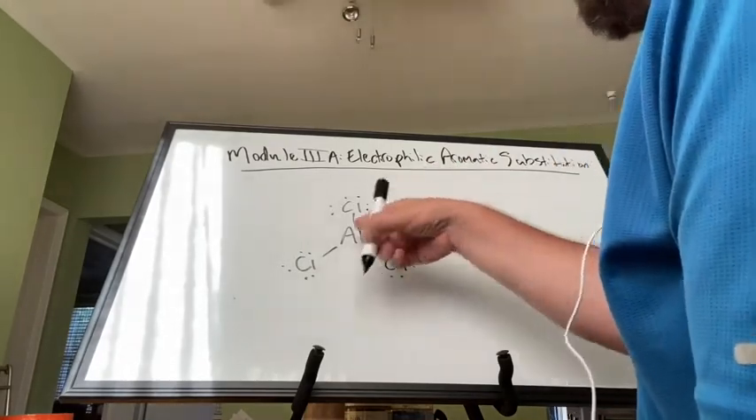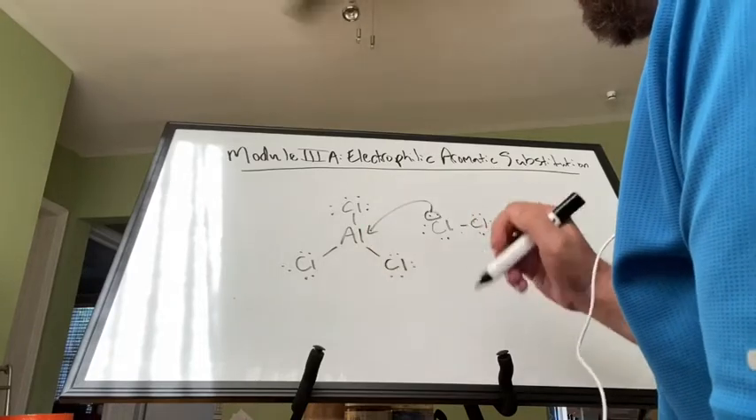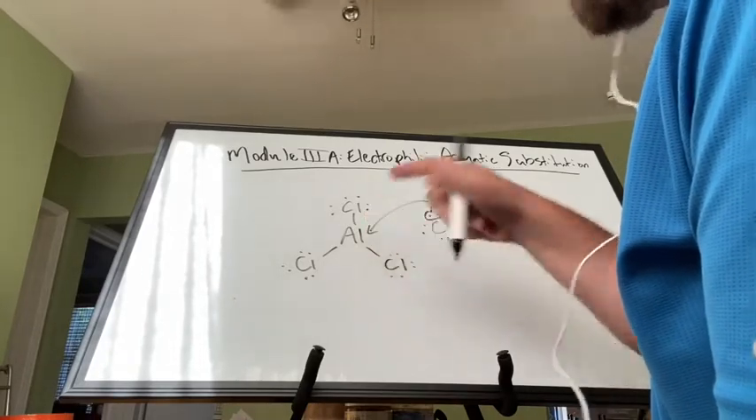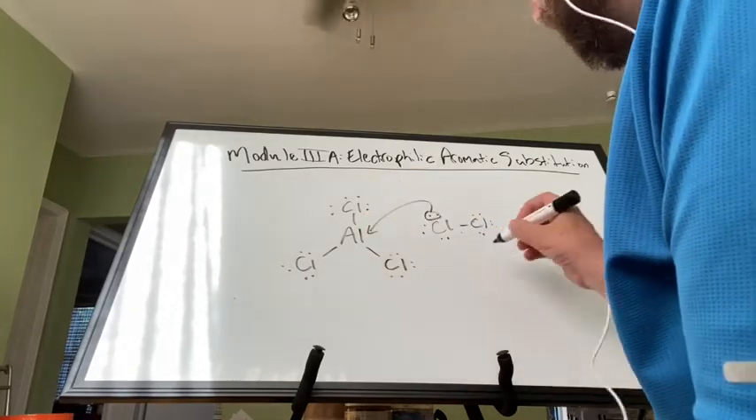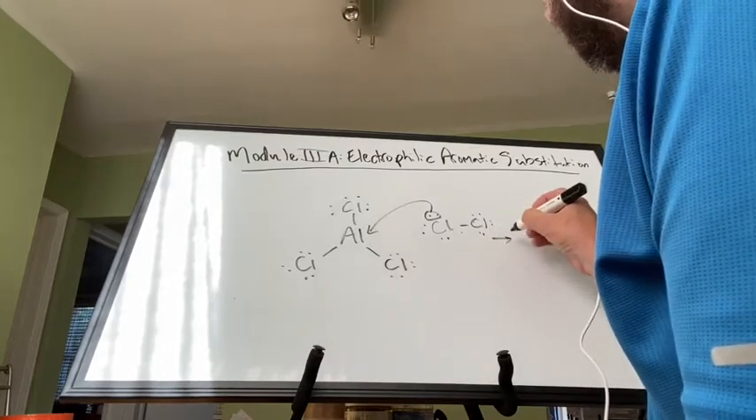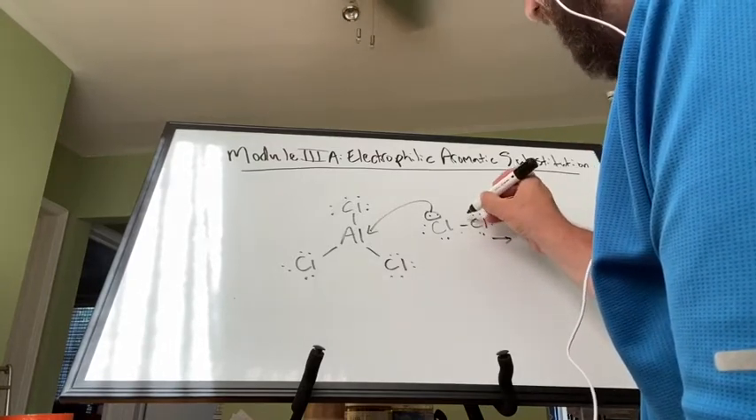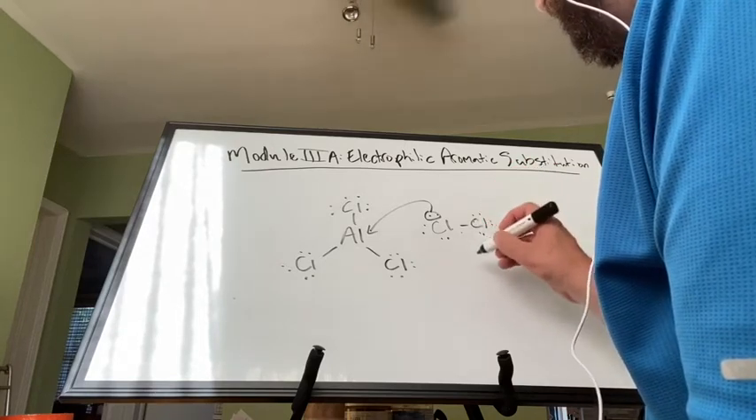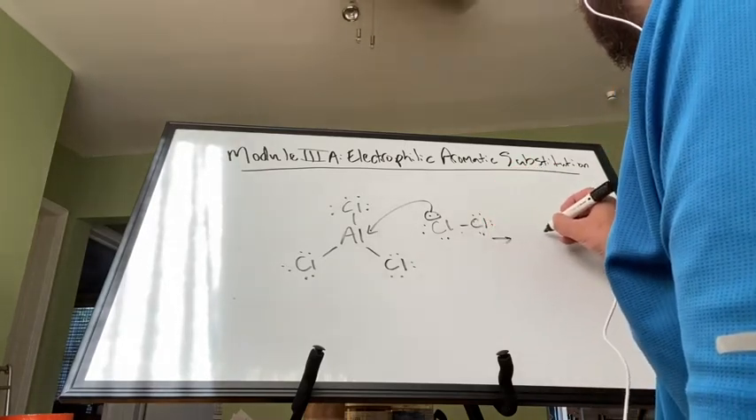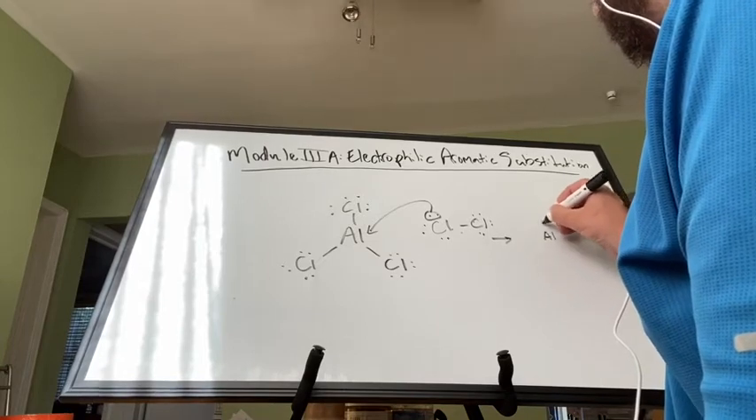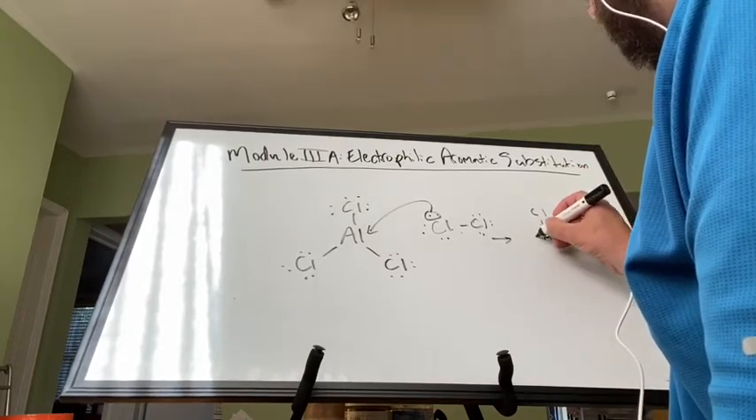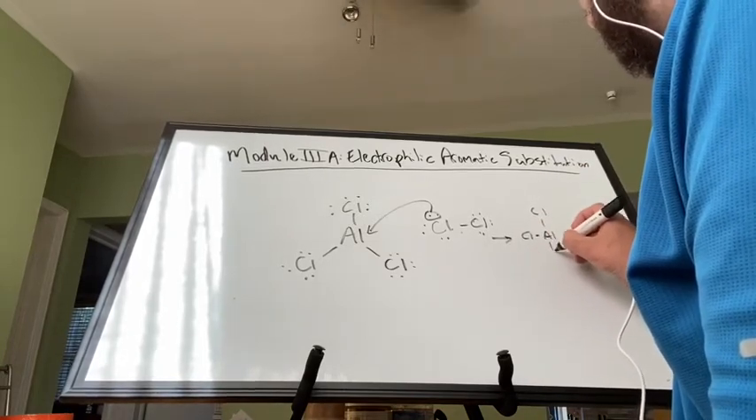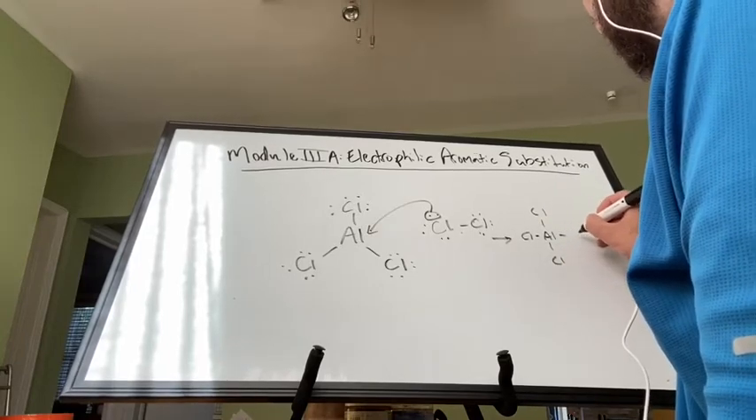Okay, so this is going to coordinate directly. This is going to be electron rich. This is going to be electron deficient. And in the process, you're going to have aluminum. I'm not going to draw the electron pairs again, the lone pairs anyway.